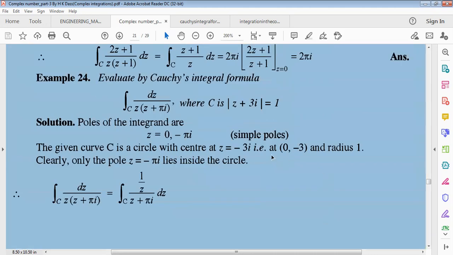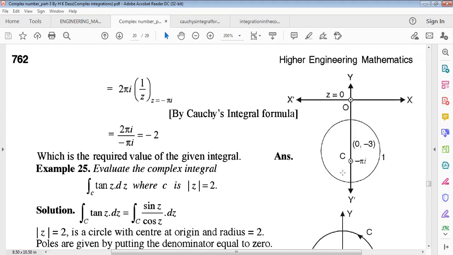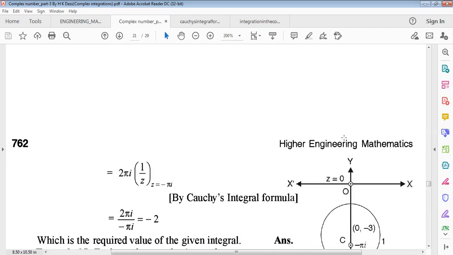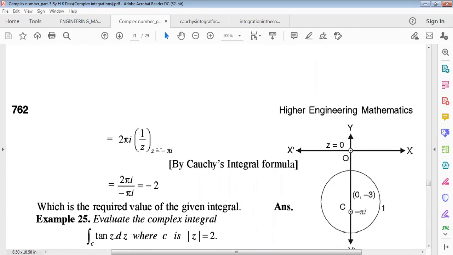This is the pole. How many poles here? Two poles. One is 0 and the other is -πi. From these two poles, only -πi is inside the circle. So we have to put the value z = -πi. By using Cauchy's integral formula, we can easily find the value of the integral.